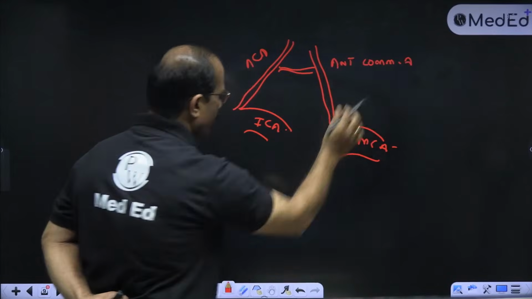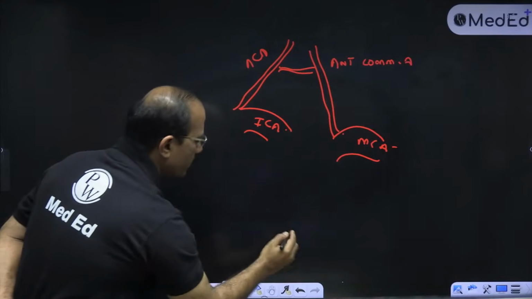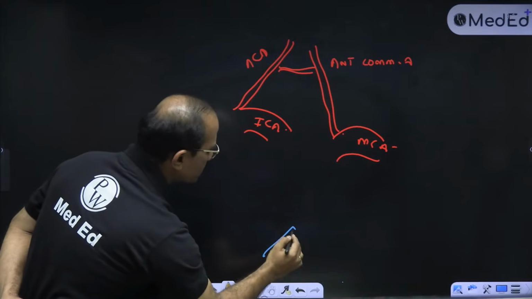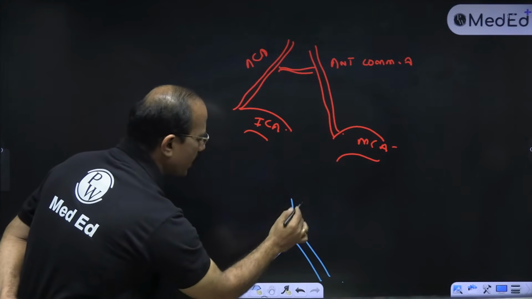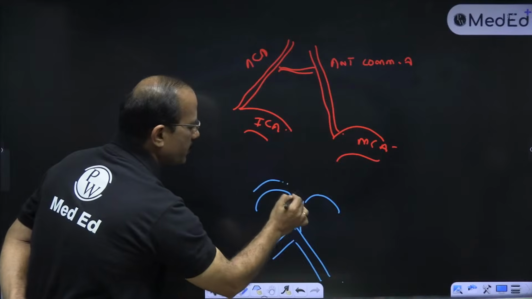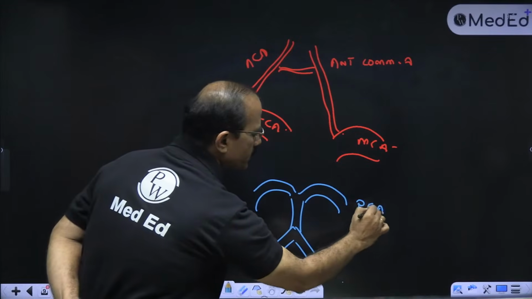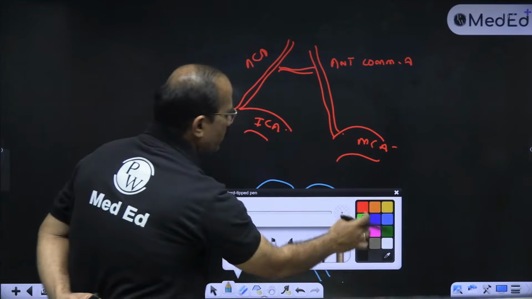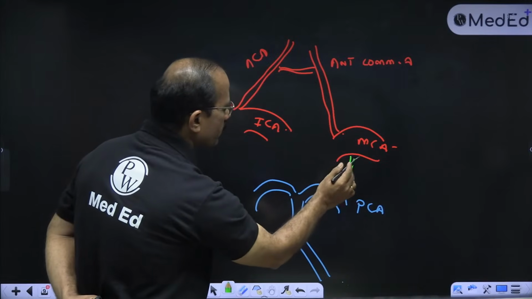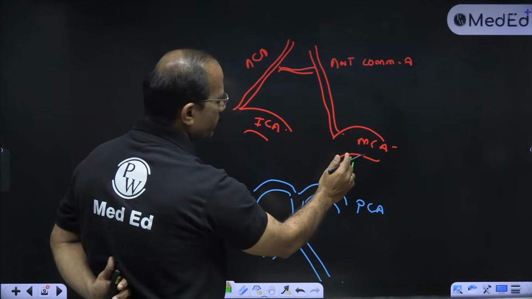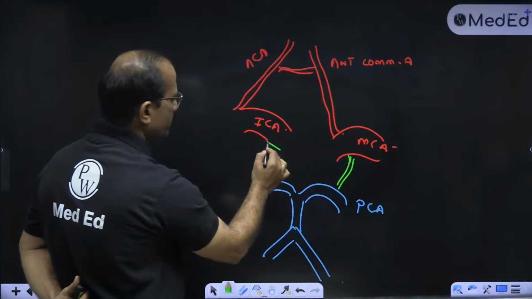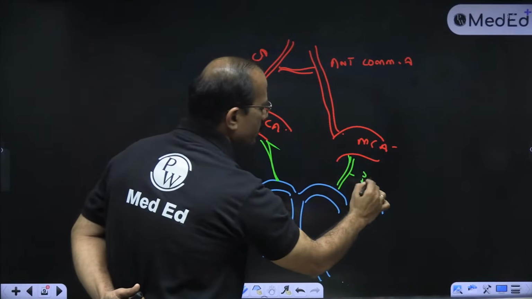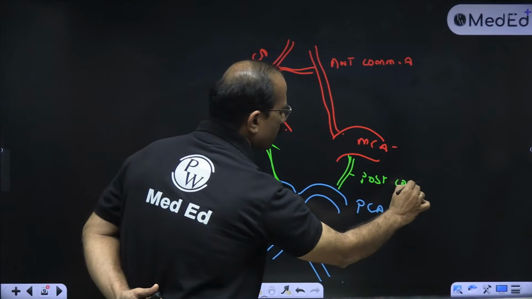Anterior communicating artery. These are the two vertebrals. The two vertebrals will join to form the basilar artery, and the basilar will divide into the posterior cerebral arteries. What is this branch of the internal carotid? That's a posterior communicating artery.